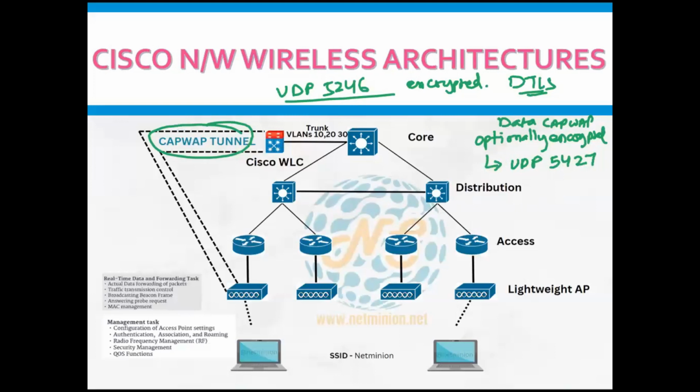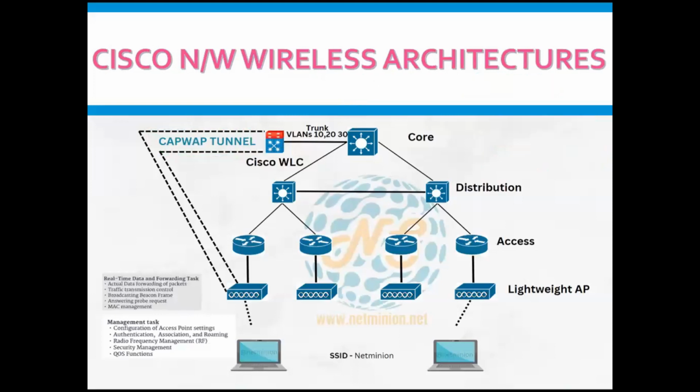Any doubt? No problem. So it's encrypted. The virtual tunnel is encrypted with UDP 5246. Simple, right? So the control tunnel is encrypted. The data tunnel is optionally encrypted. It may or may not be, depending upon which country you are running it in. So the control plane is encrypted and the data plane is optionally encrypted.